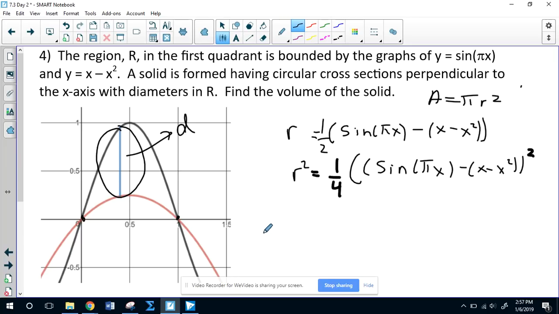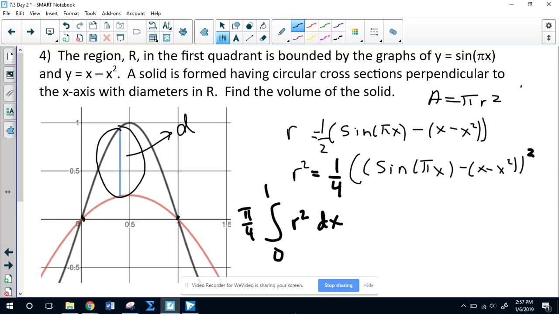So then when I go to write the integral, I'm going from 0 to 1. And remember, it's pi r squared, so this is the r squared part. Sorry, I'm going to take the 1/4, factor it out front. And then it's going to be this r squared here, and then this is in terms of x. So this whole thing is still what I'm integrating. I just need a pi over 4 out front.